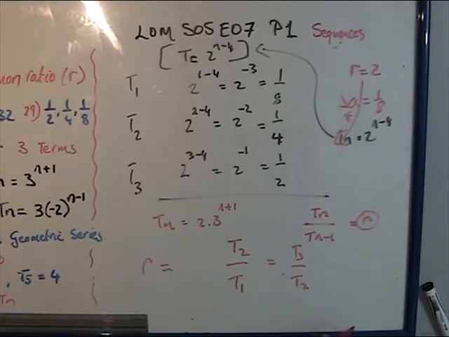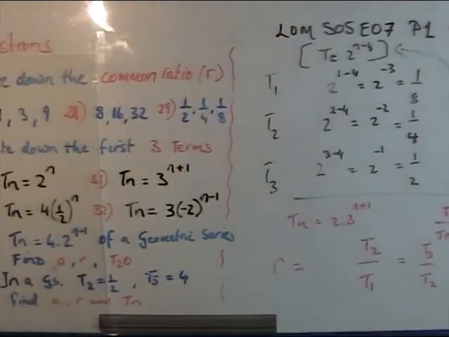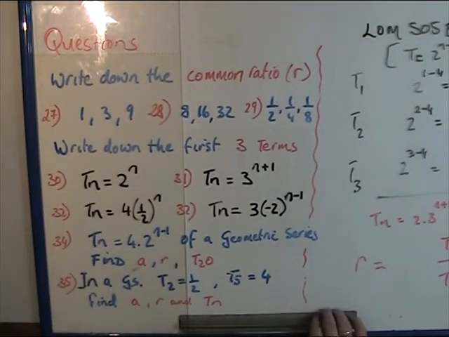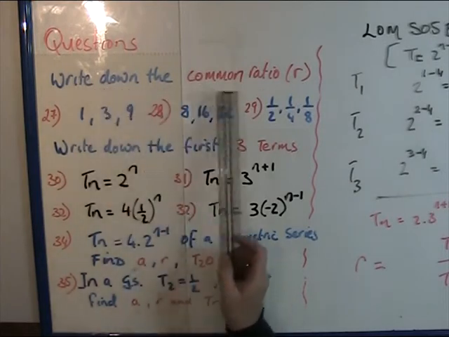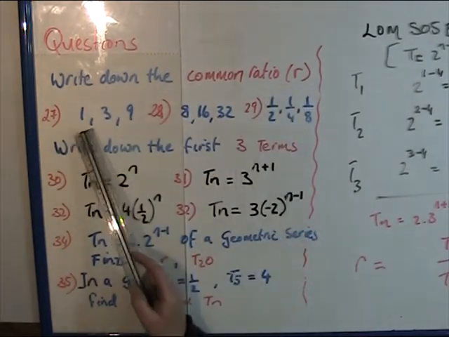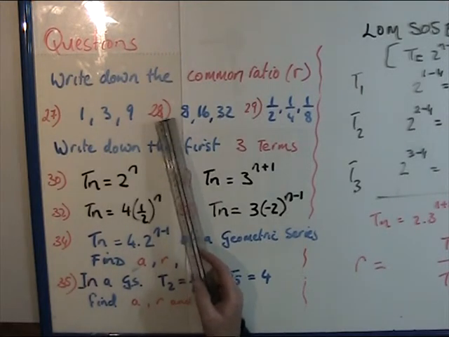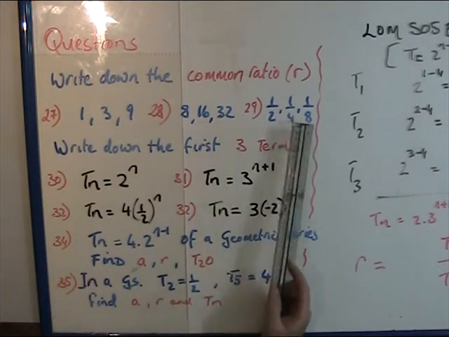So that's everything. Now remember these questions over here. This is the start of it, so it's not too difficult. Write down the common ratio r. So you have to look at what's the common ratio. You can figure that out or you can use the formula. Anyway, so there you go.